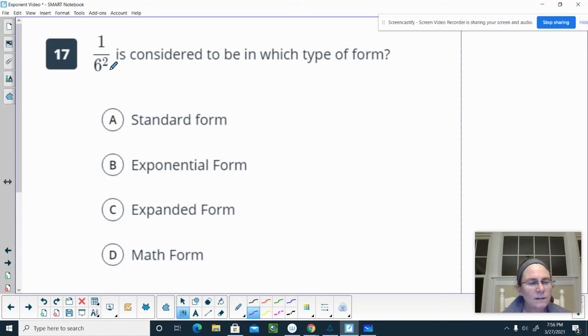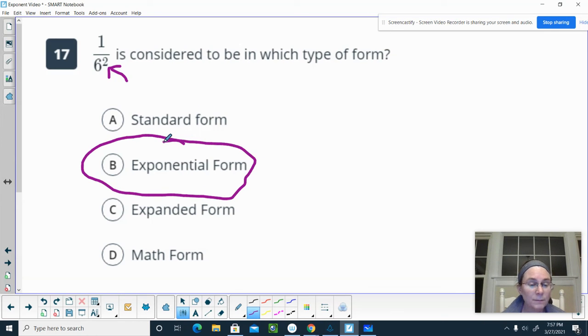One over 6 to the 2nd power is considered to be in which type of form? Look at that 2. That 2 is an exponent, so this is exponential form. Standard form would be if we multiplied that out. 6 times 6 is 36. Expanded form would be if we expanded that denominator to be 6 times 6. Math form is just made up. I just made that up. The answer is B.